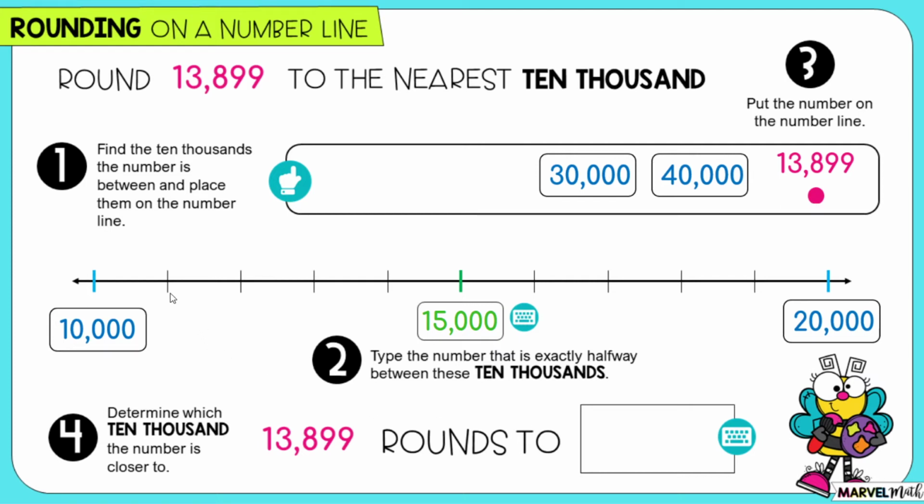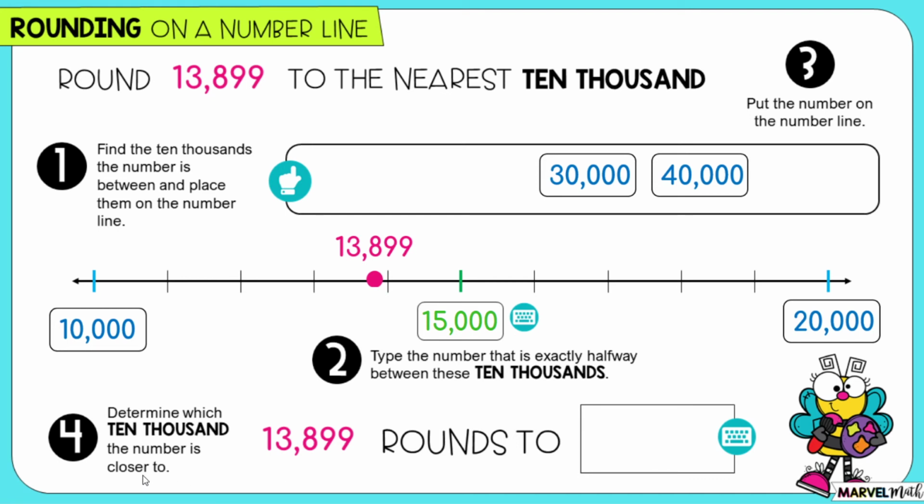So let's figure out what each tick mark is counting by. So if this is 15,000, that means each tick mark counts by 1,000. So this would be 11,000, 12,000, 13,000, 14,000. So our number will be between these two, and it's going to be closer to 14,000. All right, we'll leave it right there.